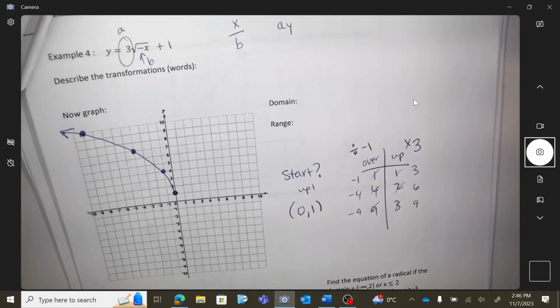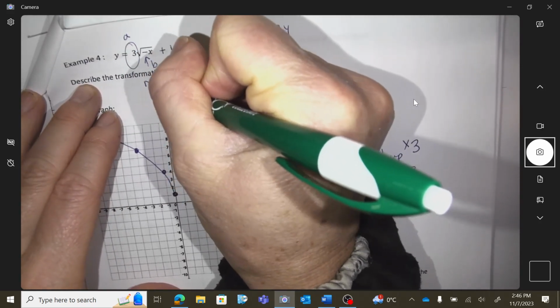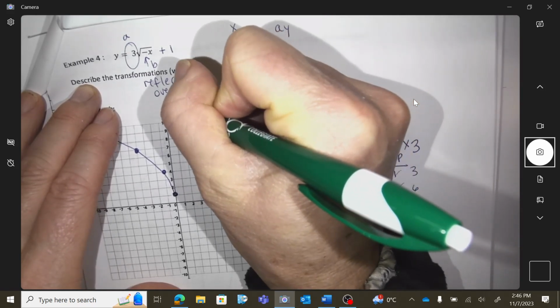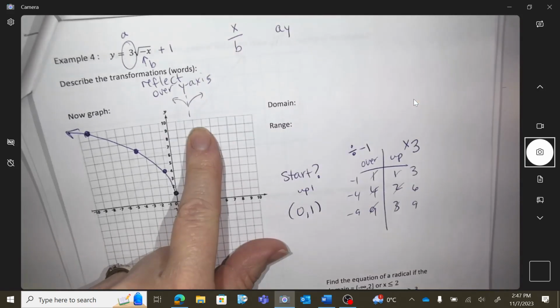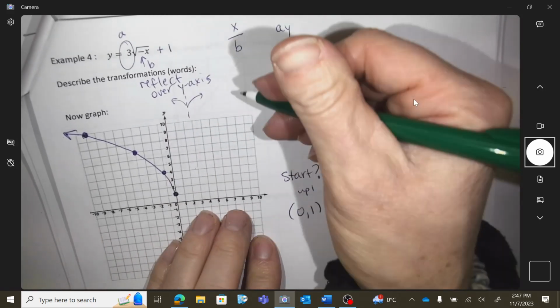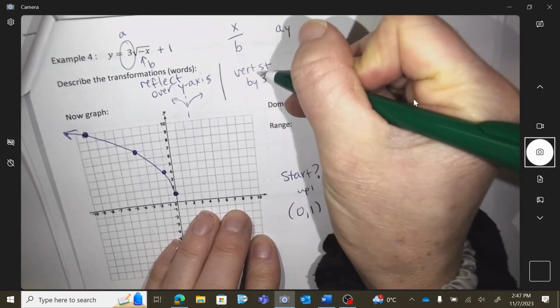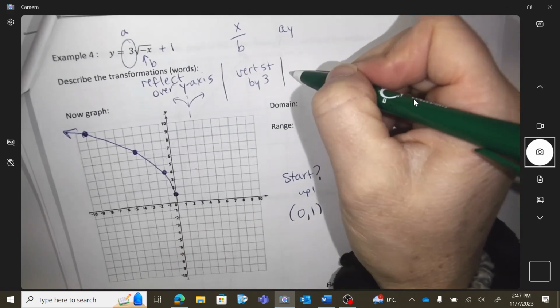Okay, talk about the transformations in words. Do you see them happening? Did you see a reflection over the y-axis? Do you visually see that? Reflect over y-axis. Can you see that? Did that happen? Okay. Did you see a vertical stretch by 3? Can you see that? It's pulled apart. And an up 1.